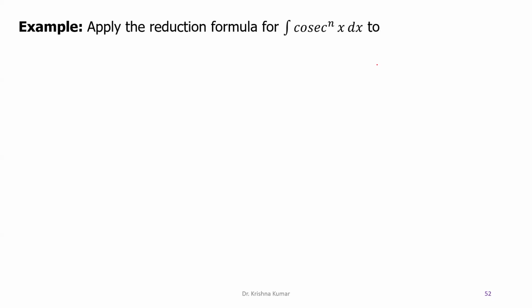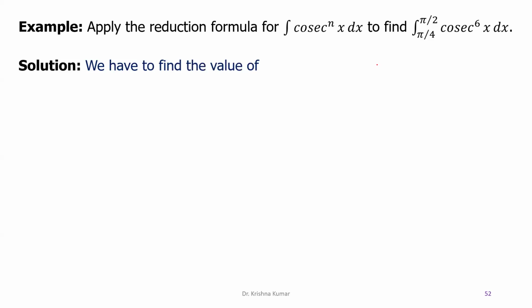The question is: apply the reduction formula for integration of cosec to the power n x dx to find the integration of cosec to the power 6x under the limit pi by 4 to pi by 2 with respect to x. Let us try to solve this question. We have to find the value of the integration of cosec to the power 6x under the limit pi by 4 to pi by 2 with respect to x.